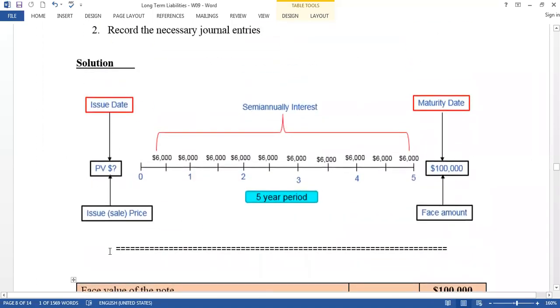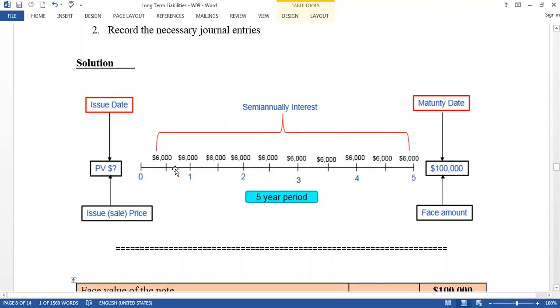So this is the first journal. You receive this money, you receive cash, and you record your liability. Now, every year you have to record interest expense. How many times? Two times, right? Every year you have to record interest expense.